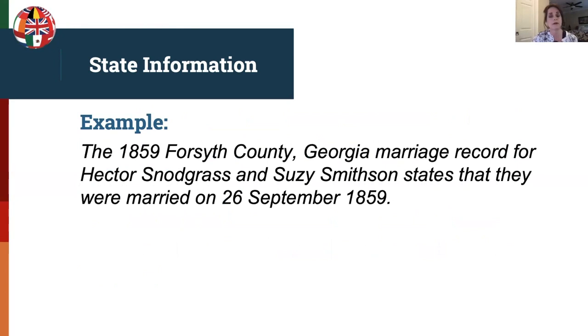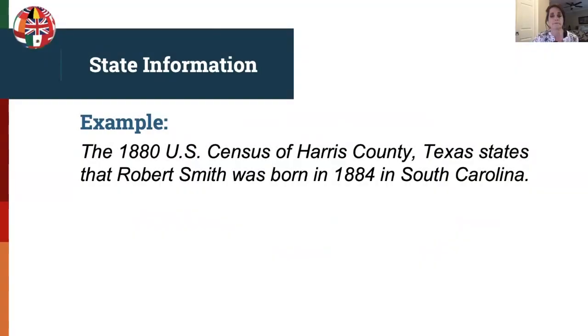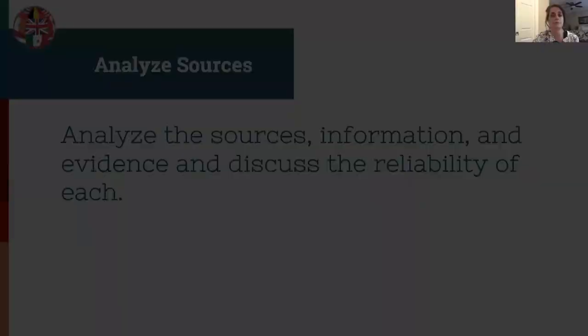Here's an example. The 1859 Forsyth County, Georgia marriage record for Hector Snodgrass and Susie Smithson states that they were married 26 September 1859. Another example, the 1880 U.S. Census of Harris County, Texas, states that Robert Smith was born in 1884 in South Carolina. Remember that if you don't state the information you're working with, the reader will not be able to follow the logic that you're trying to establish.